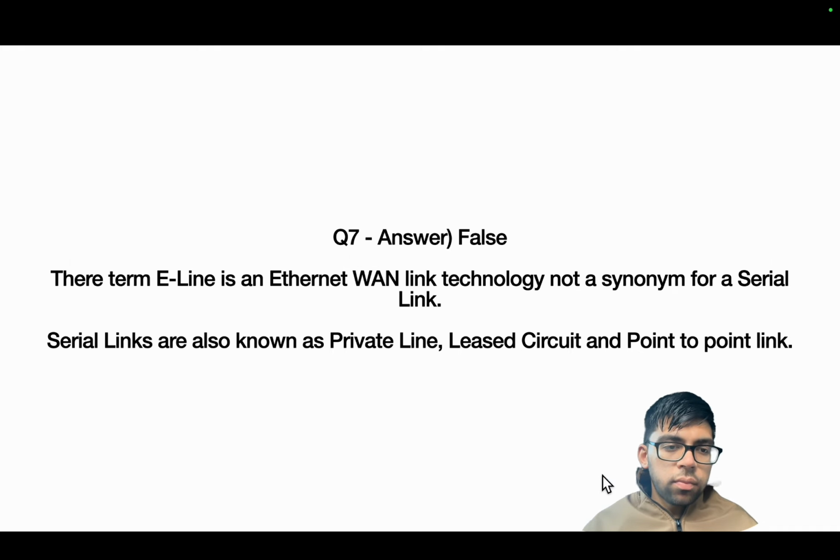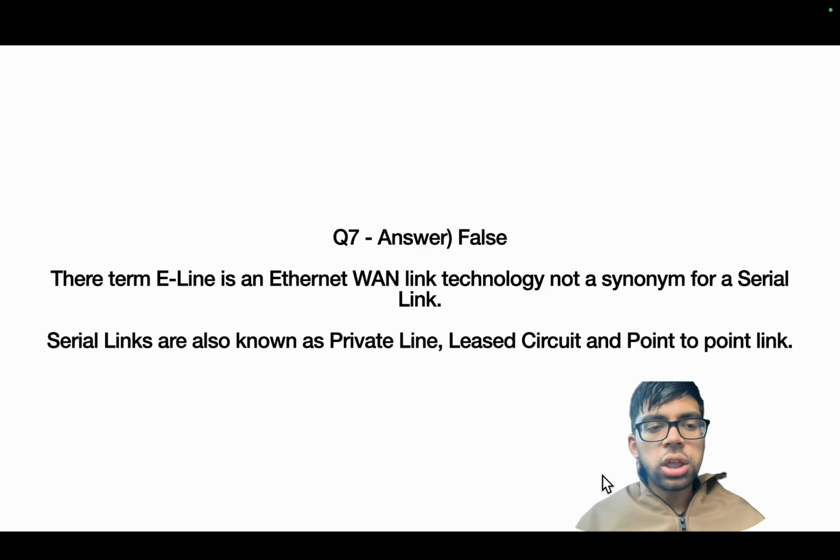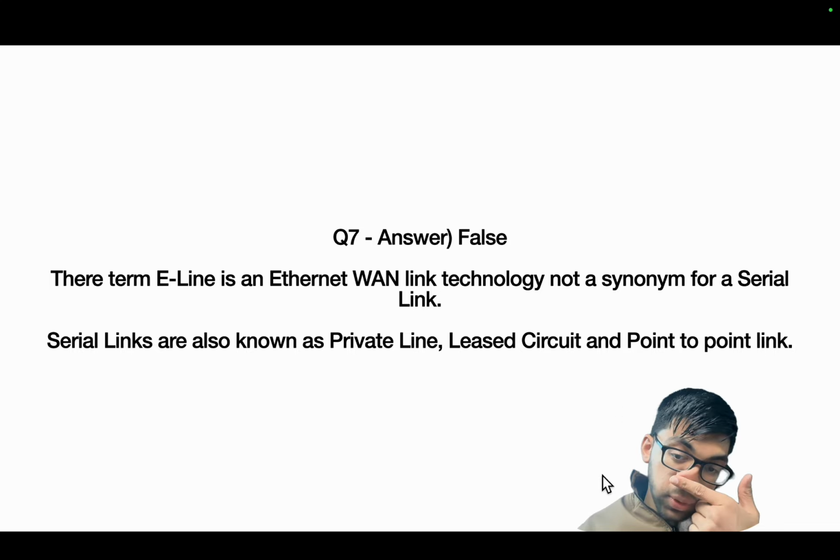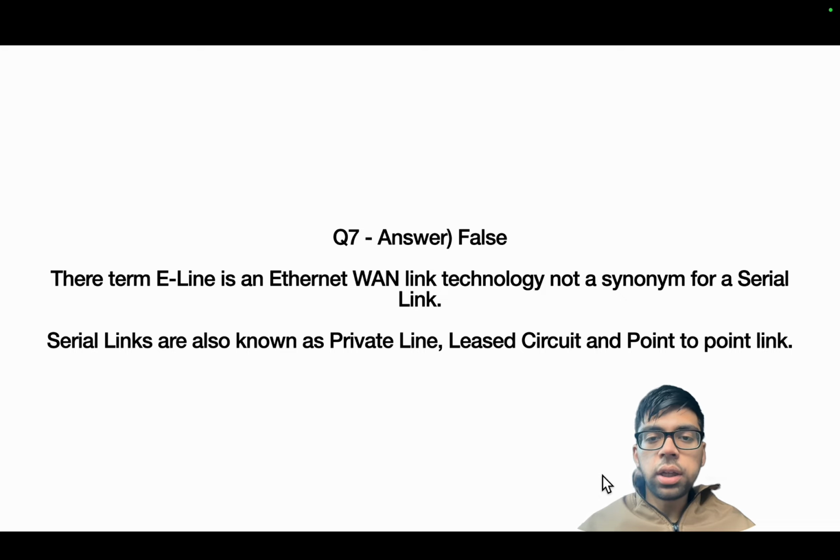The term E-line is an Ethernet WAN link technology. It's not a synonym for serial link. They are two separate things. Serial links have different names: private link, leased serial line, point to point. But E-line is not one of them, so it's very important not to get them confused.